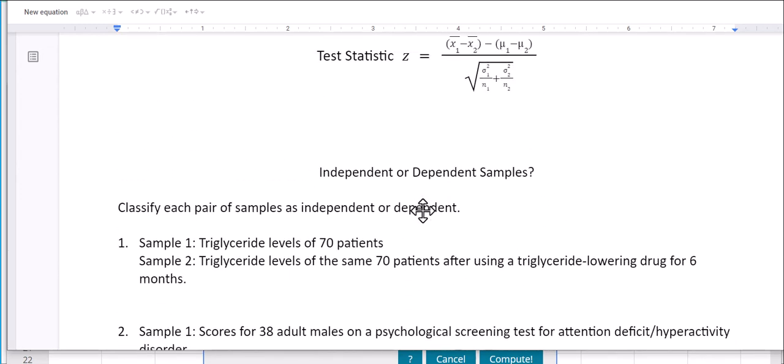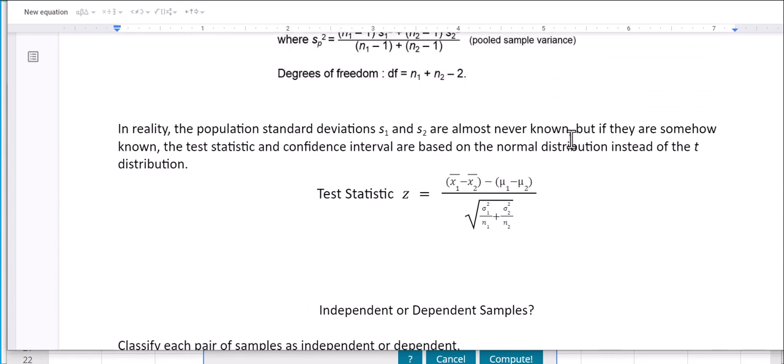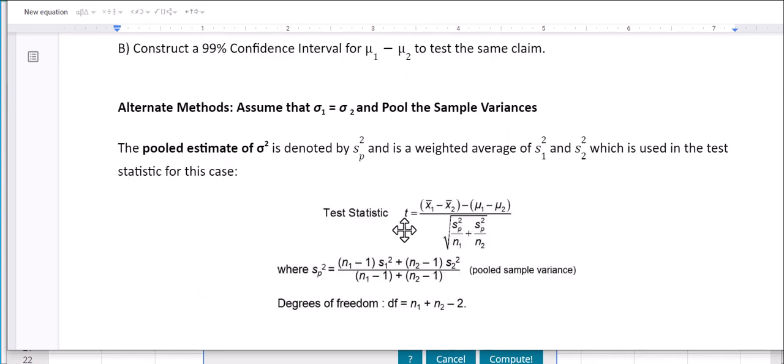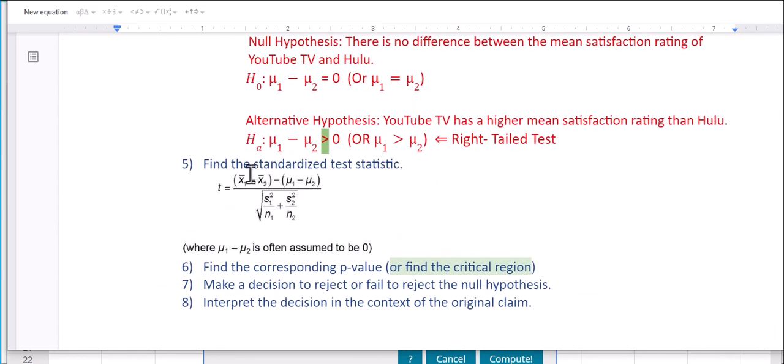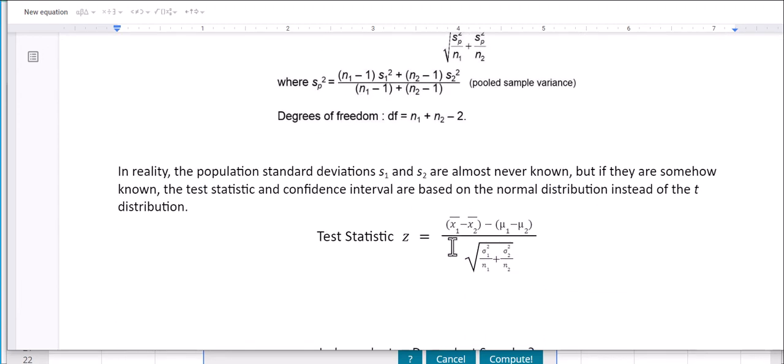And the other thing is that if you know your population standard deviations, then you would use the z-scores instead. So the process will be exactly the same. It's just that instead of using this standardized test statistic to find your p-value or your critical region, we would use z-scores.